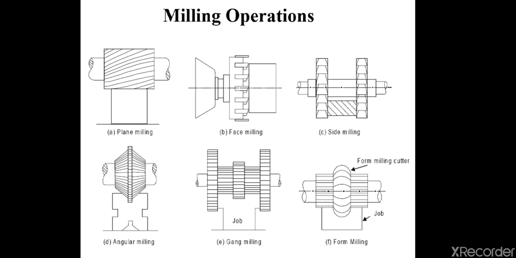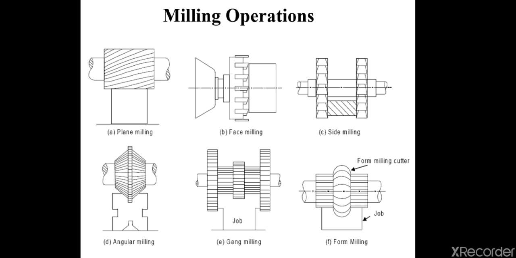Now, the second operation in figure B shows face milling. The face milling operation is performed with the cutter kept perpendicular to the workpiece surface, which is shown in figure B. The cutter can be mounted on the arbor of the vertical spindle of the milling machine.